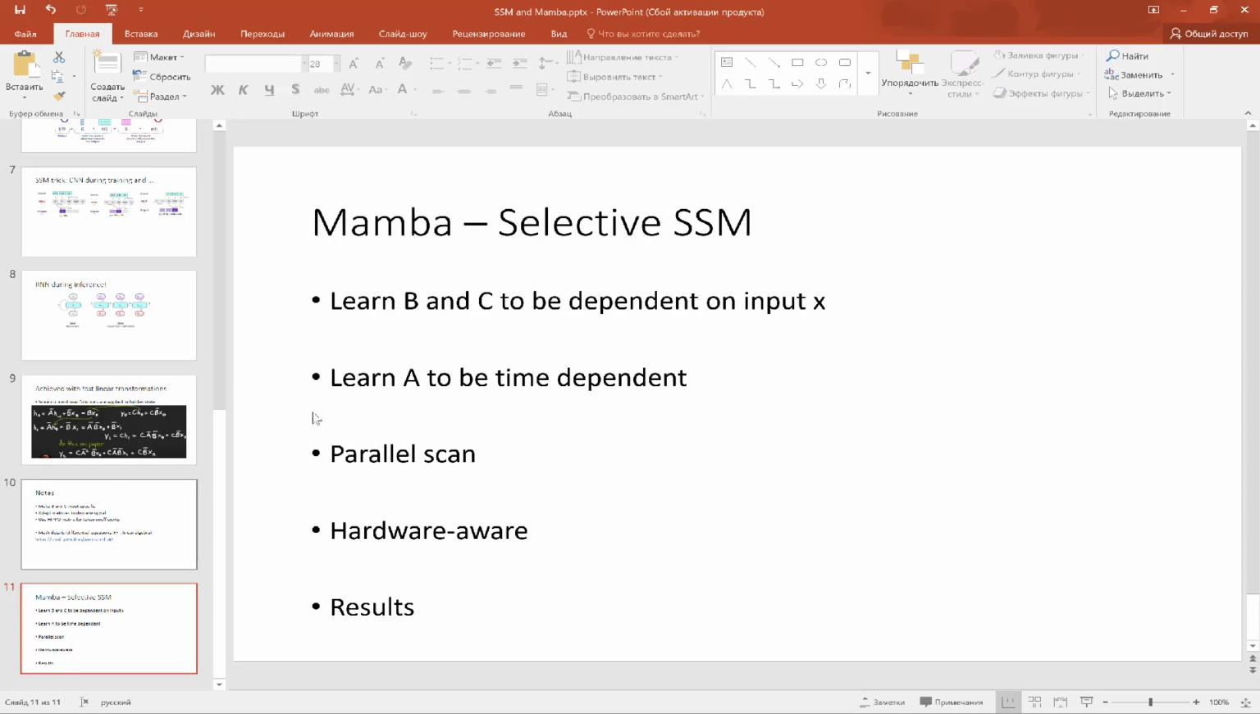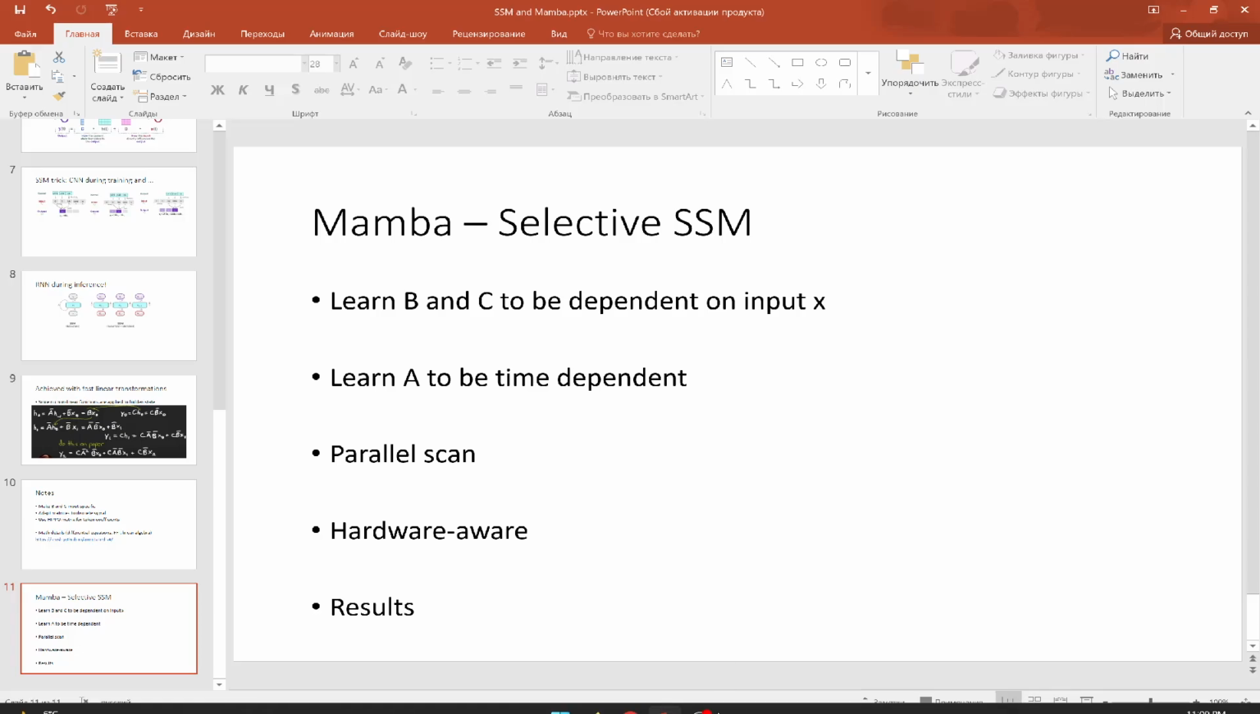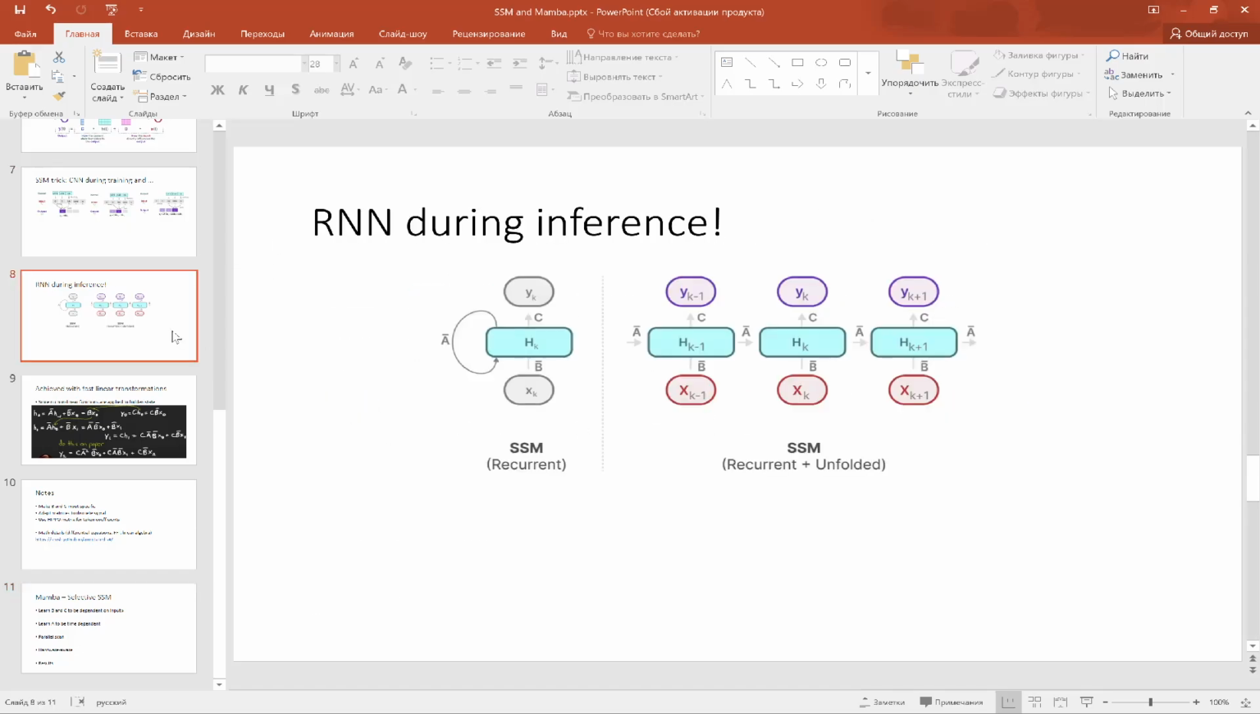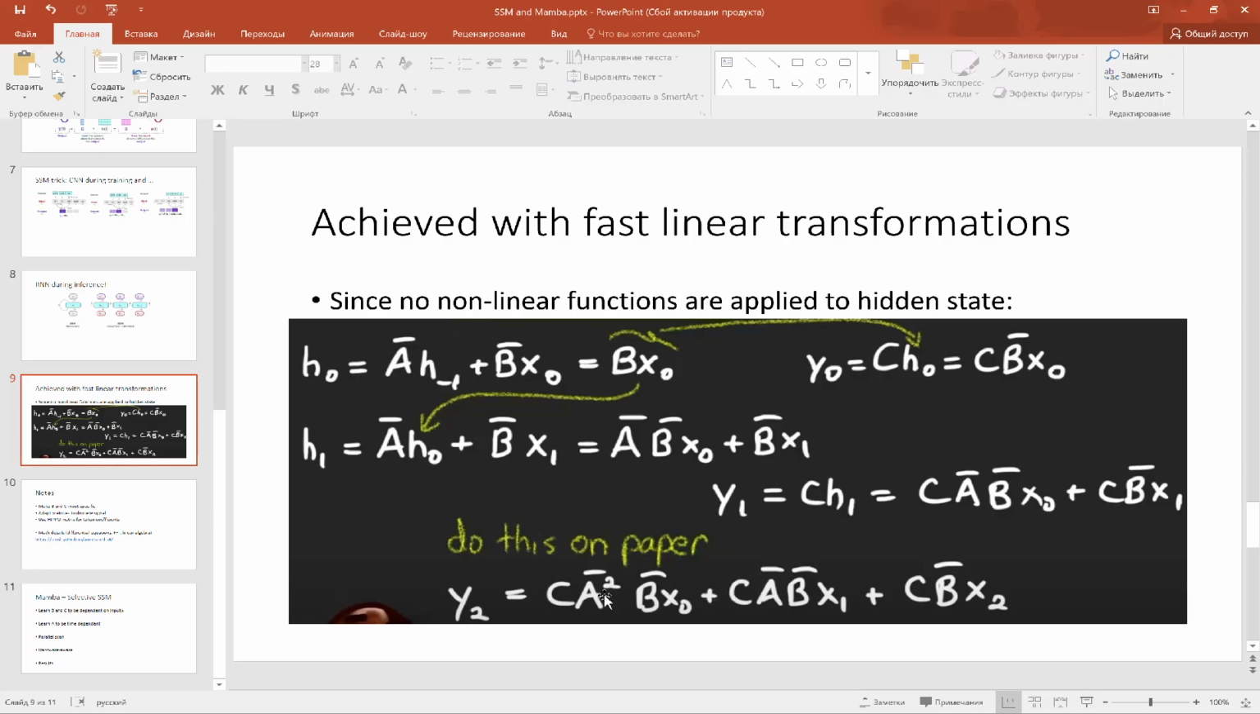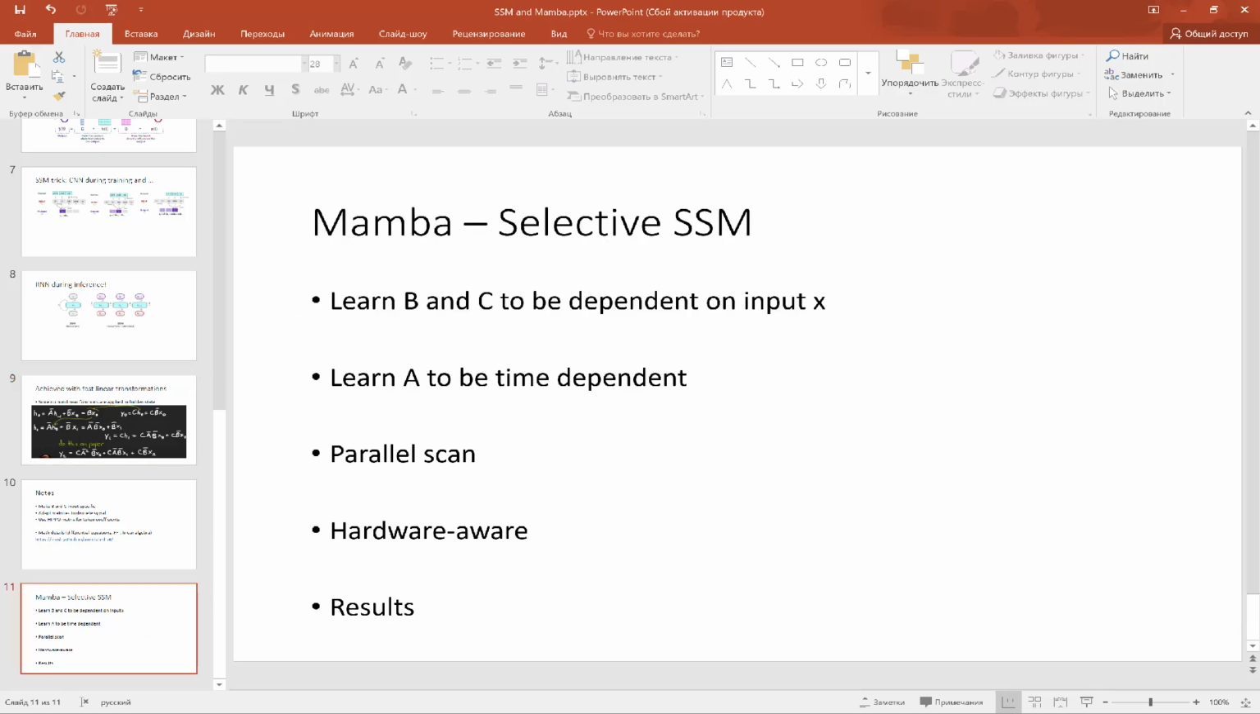Selective SSM. Learn B and C to be dependent on input X, which I talked about before. Learn A to be time dependent, which I also talked about before. Also, the authors came up with parallel scan. When we add time embedding to the states, it loses the feature to be like this. We cannot apply such a trick anymore. And the solution is parallel scan.